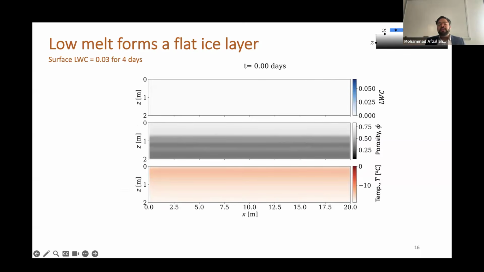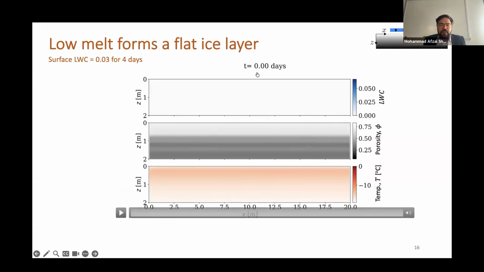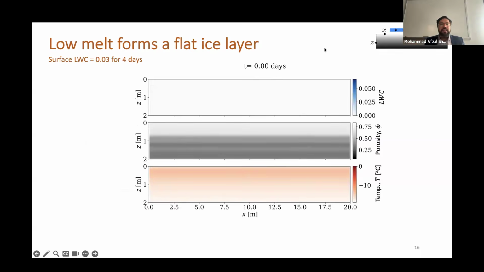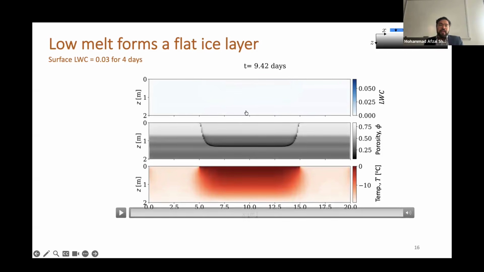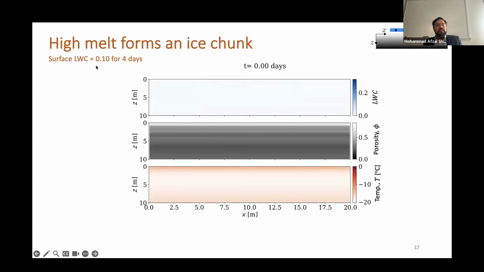And now we supply melt in just a specific region, from 5 meters to 15 meters. And let's see what happens if we supply the same exact melt for 4 days. Excellent. In this case, you form a nice and flat ice layer. And since this is localized, you see these end effects where you form a bucket kind of feature. Now, if I increase this surface moisture content just by 3 times, let's see what happens to the same exact firn.